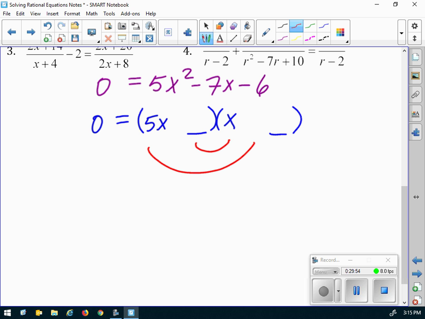3 and 2? Where's the 3 go, first or second? The 3 goes here? So that means the 2 goes here? Okay. That would give me a 10x, and that would give me a 3x. So, well, I got to figure out my signs. That's got to be negative, right?